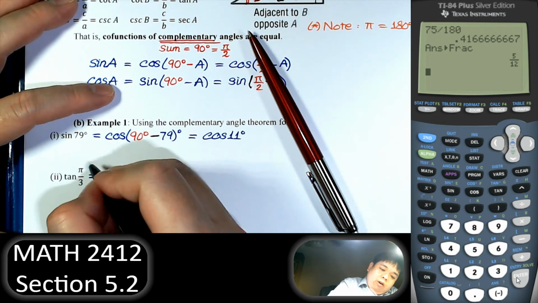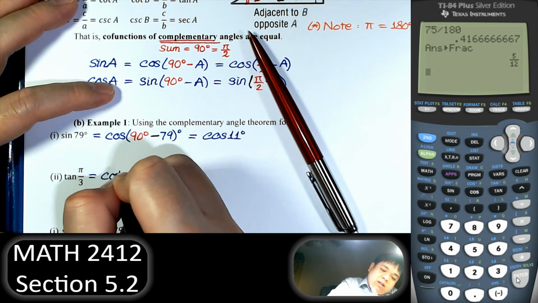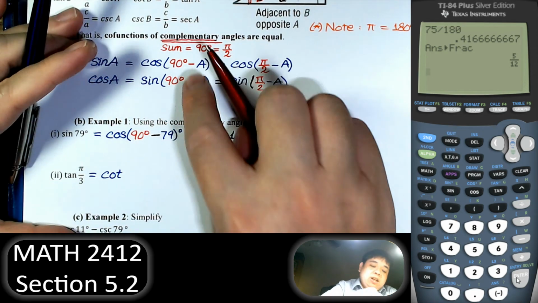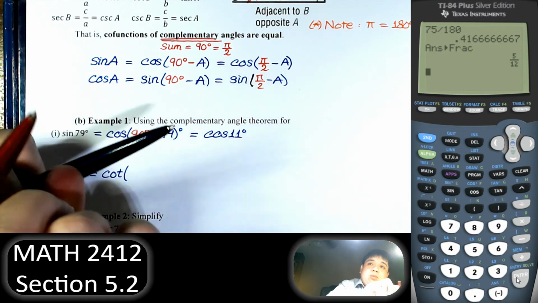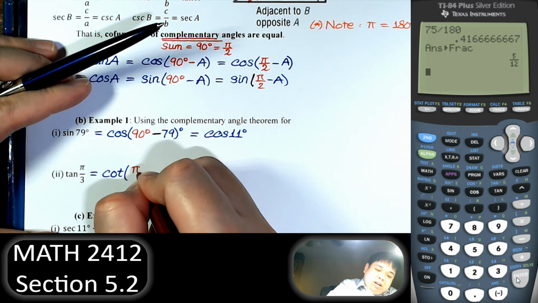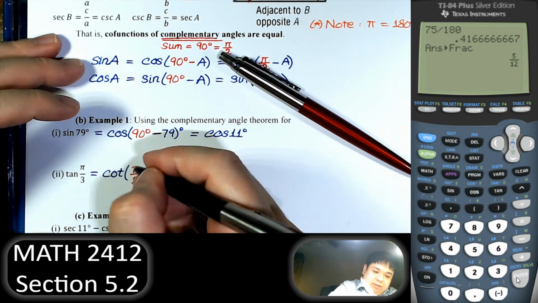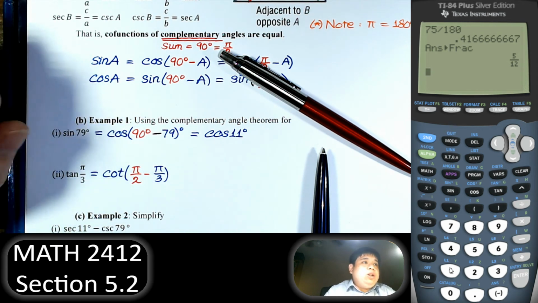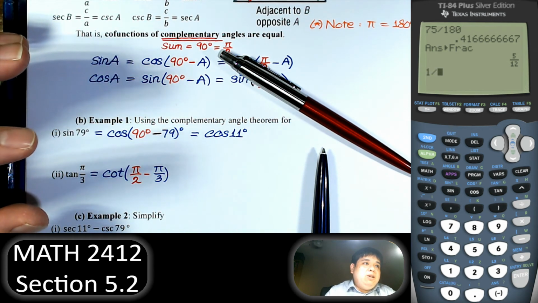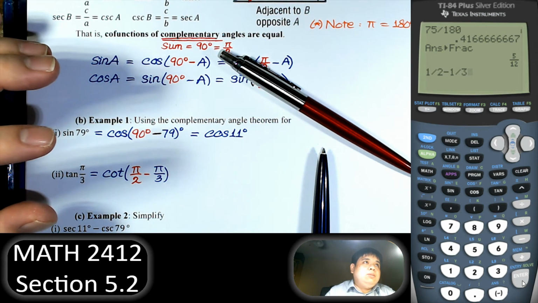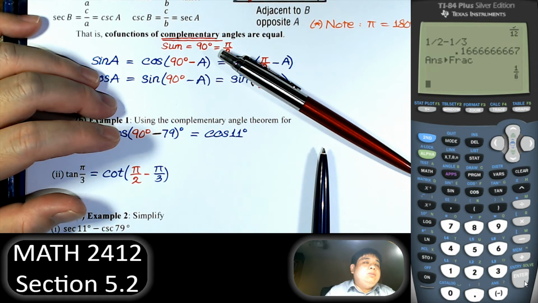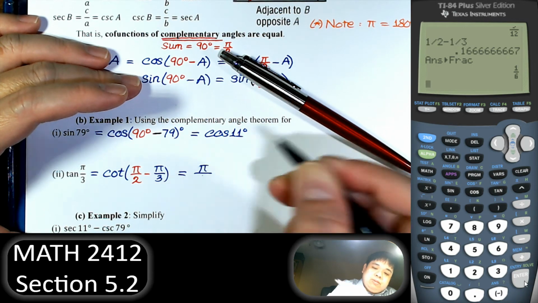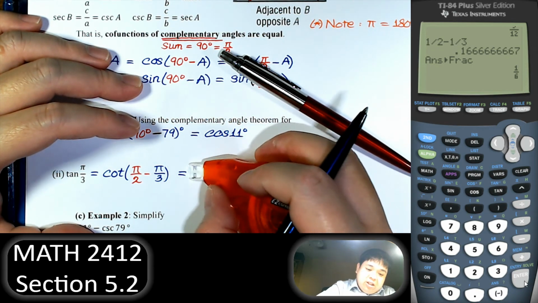Tangent: the co-function of tangent is cotangent. And since we go from tangent to cotangent, we have to subtract from 90 degrees, but this is in radians, so we subtract from pi over 2. Usually when we do this, we just ignore the pi. We just say 1/2 minus 1/3, and we convert to a fraction, 1/6, and at the end we just stick a pi to it. That is the cotangent of pi over 6.